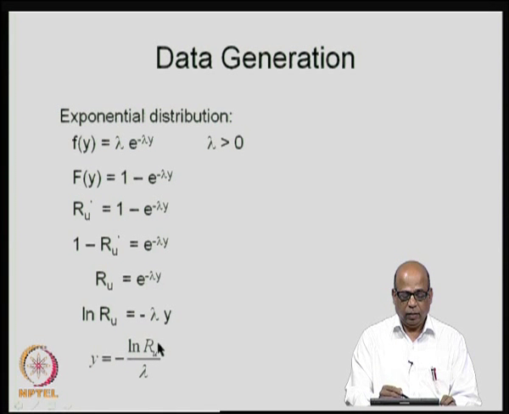So, you generate random numbers r u, using a calculator for example. Every time you generate one r u, you get a generated value y for a given distribution. That means lambda is fixed there. So, once you fix lambda, generate your r u using a calculator and generate those many values of y.